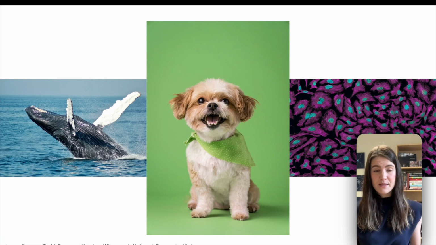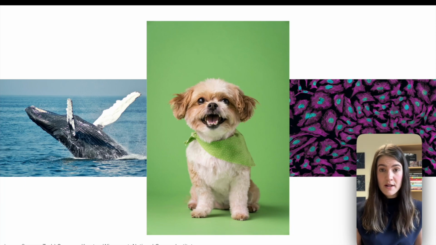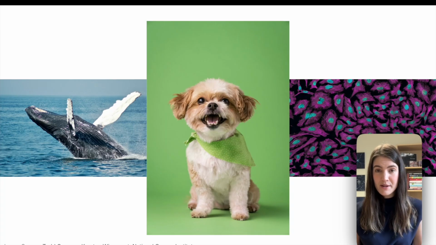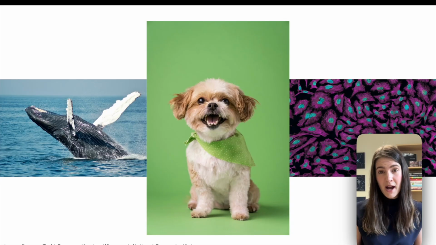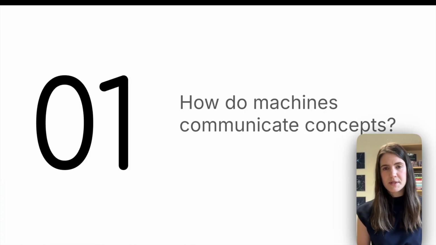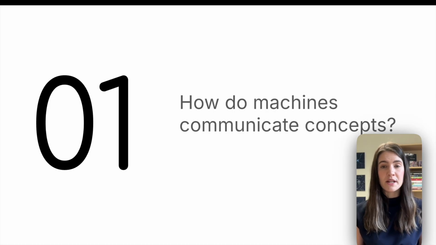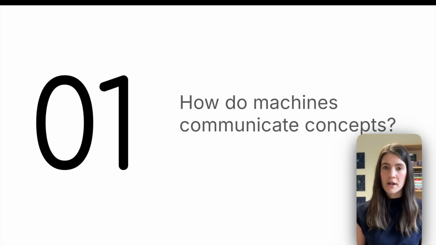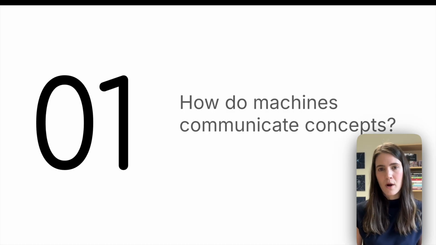And we're not the only ones who do this. Whales produce songs for communication, dogs bark, and even the cells in our body will send chemical messages to communicate with one another. So how do machines communicate concepts? Machines communicate concepts using numbers. So every single concept you could possibly imagine being encoded into a machine is all transformed into a number. And usually these are binary numbers, so zeros and ones. So at the root of every concept, it is completely boiled down into zeros and ones.